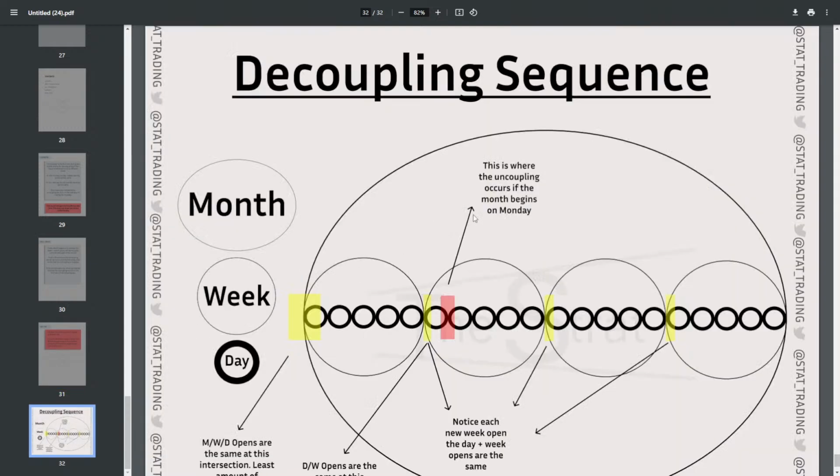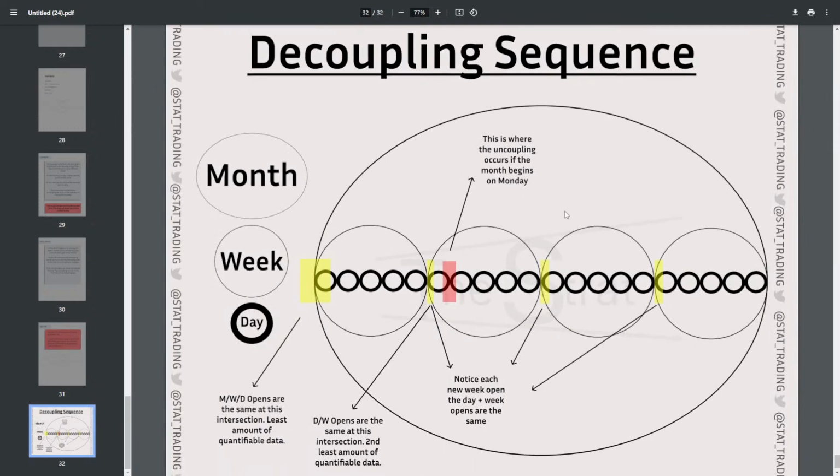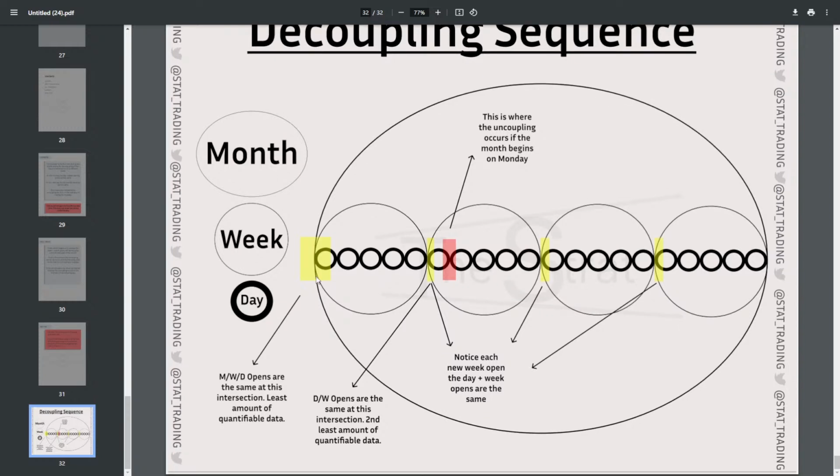And now the decoupling. So this image should give you guys at least a good way of visualizing what that looks like. What you see here is the big oval. This is the month. This is when the month opens. The smaller ones in here, this is the week. And you're going to have normally 5 days in a trading week. And you can see the big thick circle, that's your day. So at the beginning of the month, you'll see how these lines all intersect. You have the week, the month, and the day.